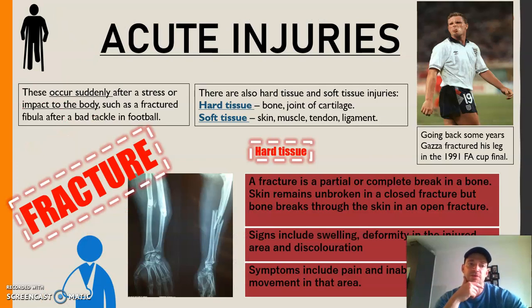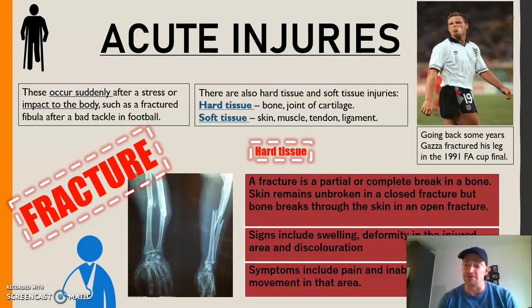So let's have a look at acute injuries. These occur suddenly after a stress or impact to the body, such as a fractured fibula after a bad tackle in football. So there's some sort of impact which causes an injury, as opposed to a chronic injury which happens over time. A chronic injury like a stress fracture, for example, is a result of overtraining or doing too much training, whereas with an acute injury, one second you're fine, the next second, impact, you're injured.